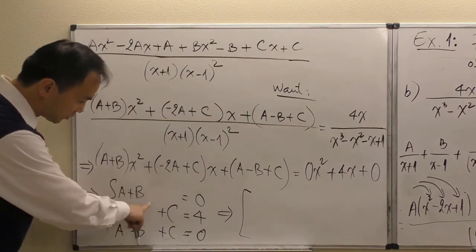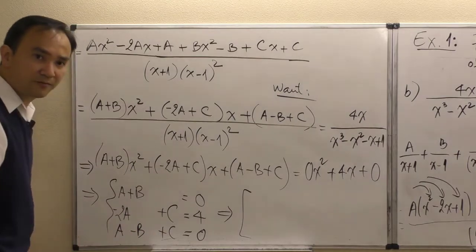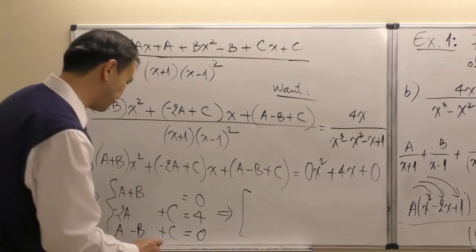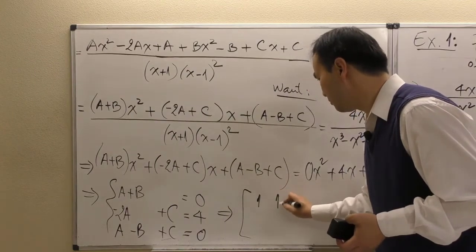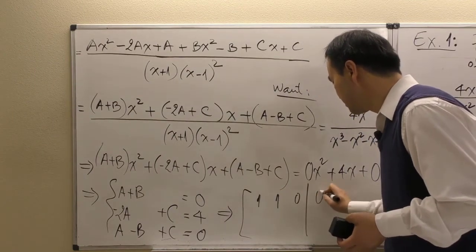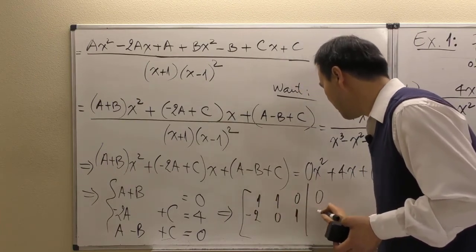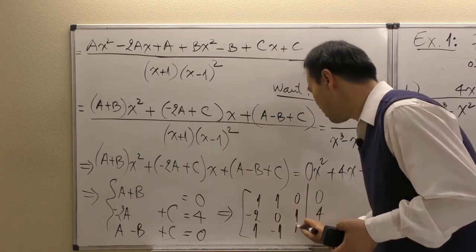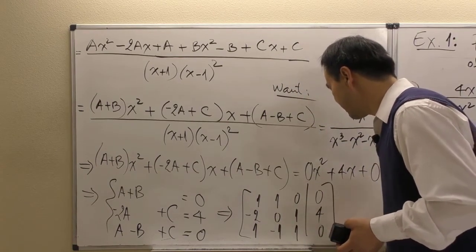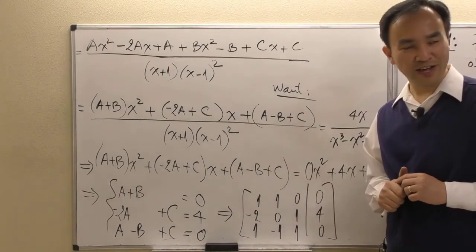That's the reason why I left some space right here, to purposely line up these columns of variables. So here I'm looking at 1, 1, 0, 0, and then minus 2, 0, 1, 4, and then 1, minus 1, 1, and 0. That's the augmented matrix that you want to use for your calculator.